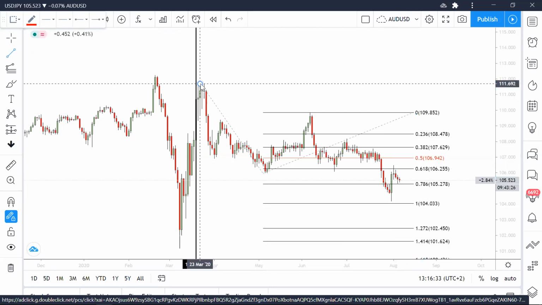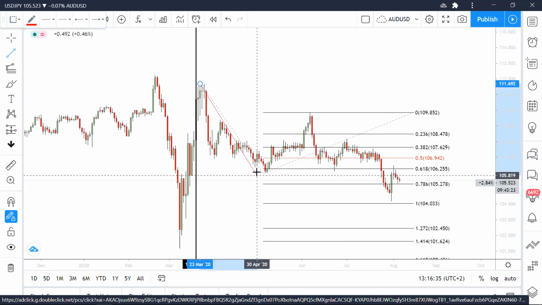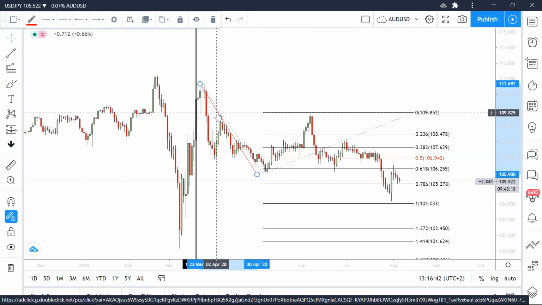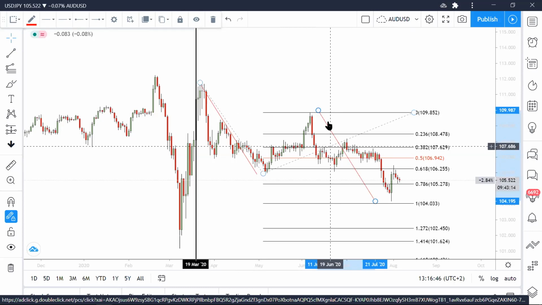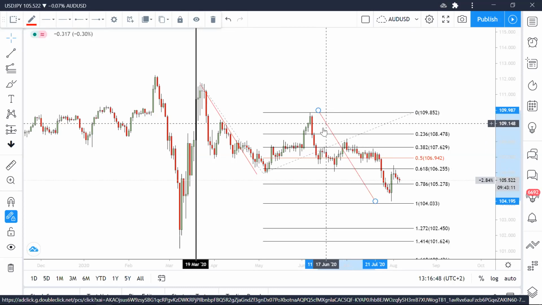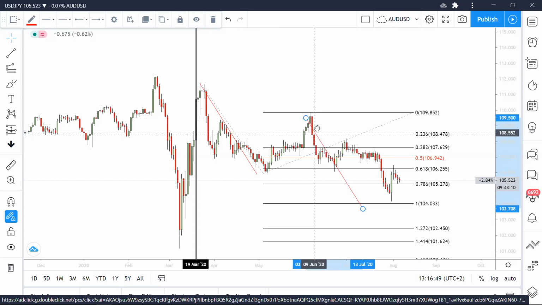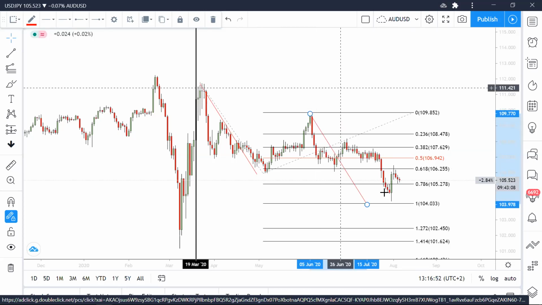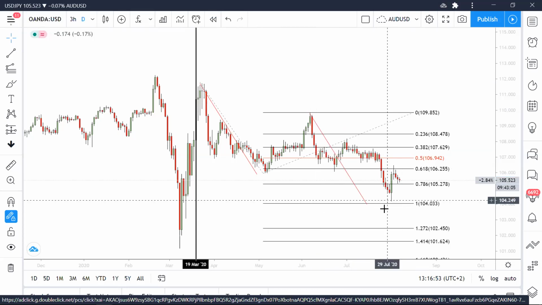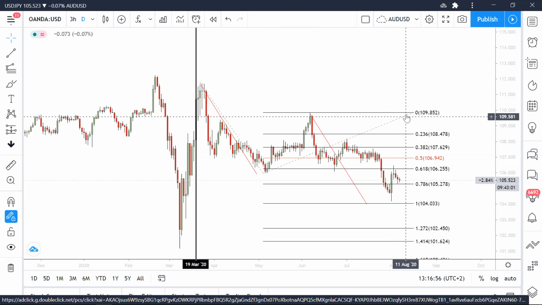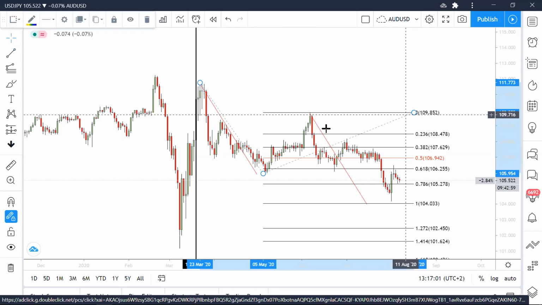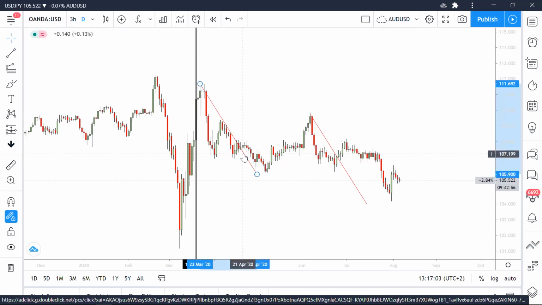Now, what we can see here is this impulse. From the end of that impulse down to where you had our first correction, right over there, if you take that length, you would see that it's approximately the same length as this impulse here to the downside, where you had this lower low right here at the bottom. So this is actually an equidistant impulsive move to the downside. You'll see this much more clearly on lower time frames.